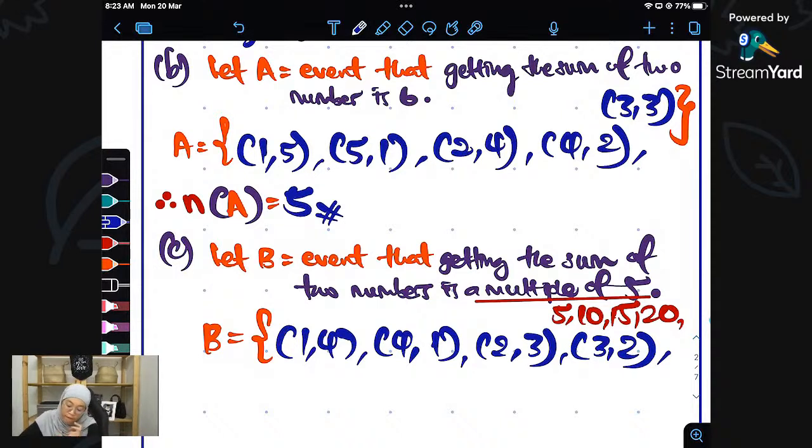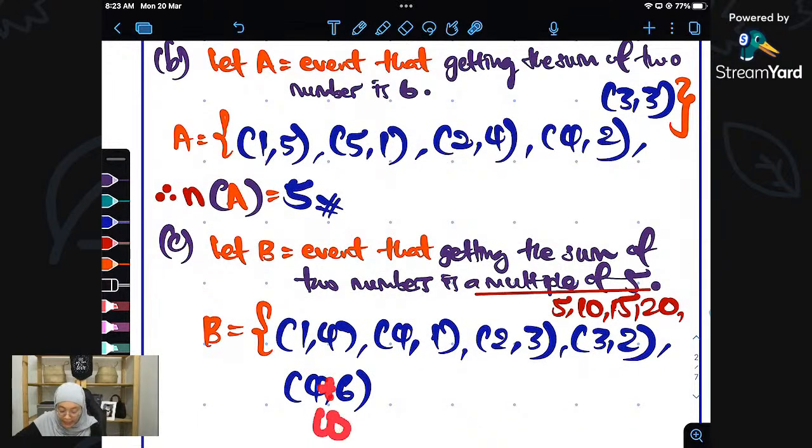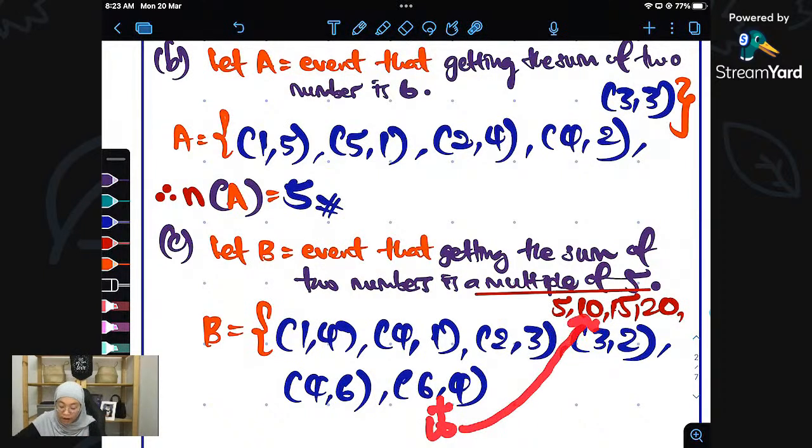What number? 4. No, 4. 4 plus 6 gives you a multiple of 10. Multiple of 10. No, 4 plus 6 is 10. 10 is a multiple of 5. That's what I mean. Okay. And then we have 6 plus 4 as well. 6 plus 4 is 10. Okay. 6 plus 4 is 10. Therefore, 10 is as well a multiple of 5.